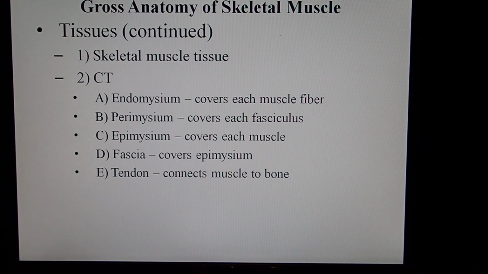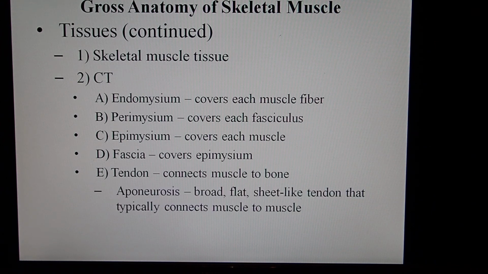And then tendons, of course, attach muscle to bone. And we said that a specialized type of tendon is what's called an aponeurosis, which is a broad, flat, sheet-like tendon that, again, typically connects muscle to muscle. And we'll name a few of these when we get started down on the muscles.